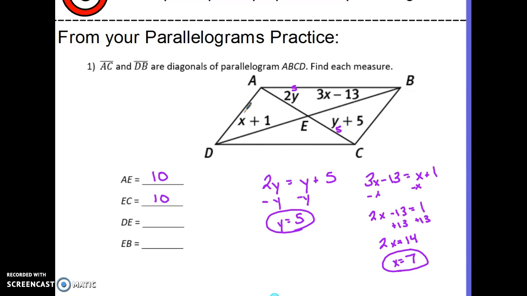Put 7 in for x, so 7 plus 1, that's 8 for DE. And then same up here, 3 times 7 is 21. 21 minus 13 is also 8. Ta-da! Perfect. So that's an example of using the fact that the diagonals bisect each other.